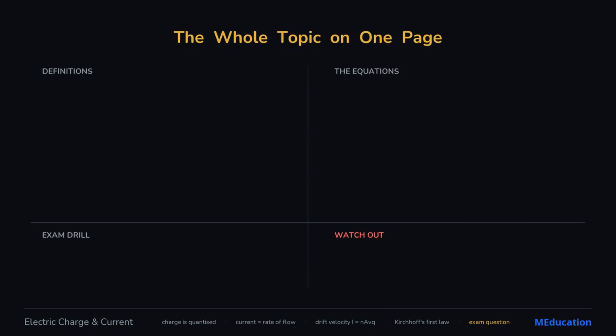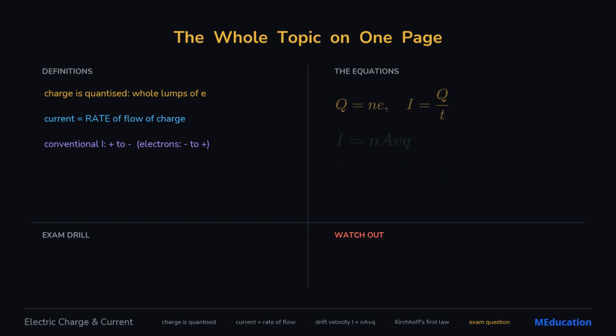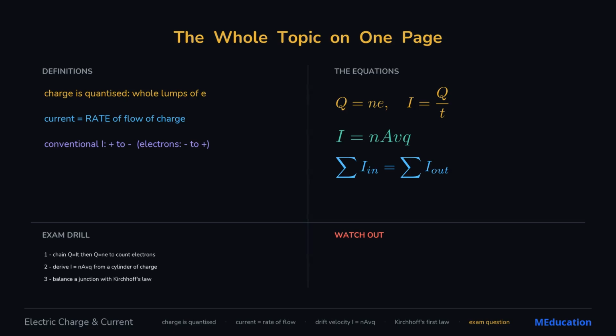Puzzle solved. Here is the whole topic on a single page. Charge comes in lumps. Q equals ne, with n a whole number and e the elementary charge. Current is the rate of flow of that charge, I equals Q over t, which also defines the coulomb. Those two chain together to count electrons. The headline equation links flow to speed. I equals nAvq, derived by sweeping a cylinder of charge through the wire. And conservation of charge gives Kirchhoff's first law, the sum of currents in equals the sum out at every junction.